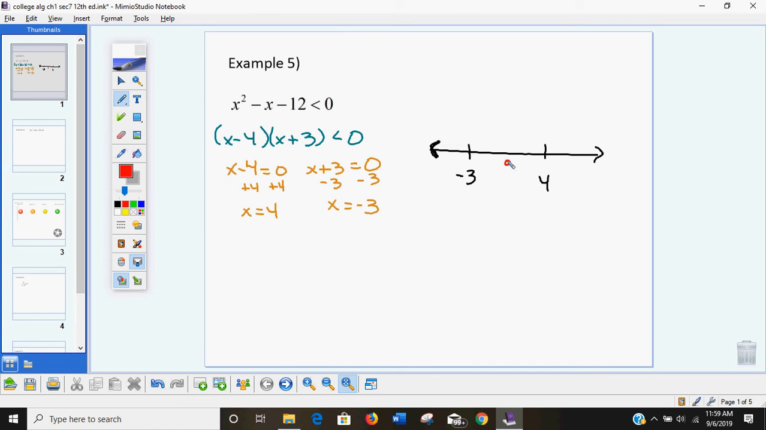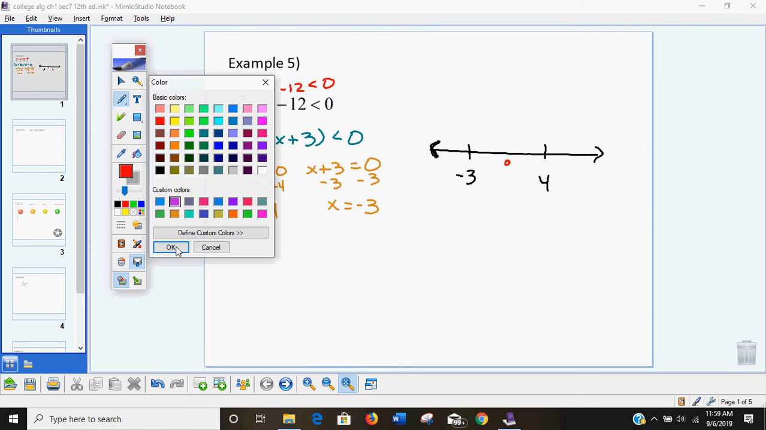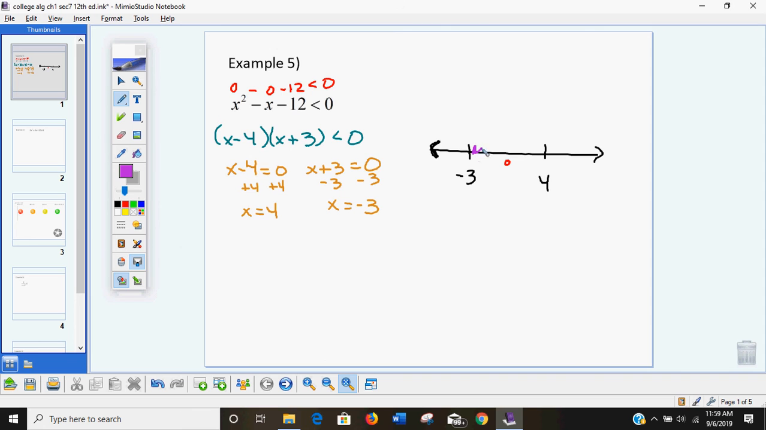negative 3 and 4. So if I plug 0 into the original equation and it works, then I know I'm shading negative 3 to 4. If it doesn't work, then I'm shading the outside. So let's plug zeros in up here. You want to go back to the original equation. 0 minus 0 minus 12 is less than 0. Now that is a true statement. Negative 12 is less than 0. So that tells me that I'm going to shade where the 0 is. It worked.